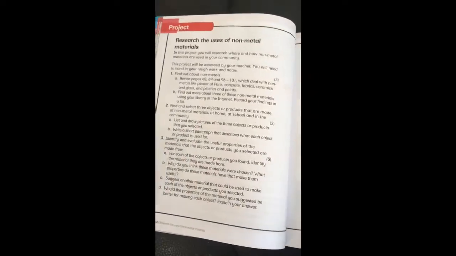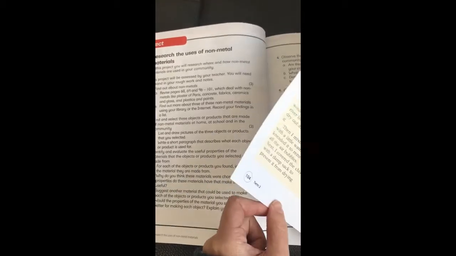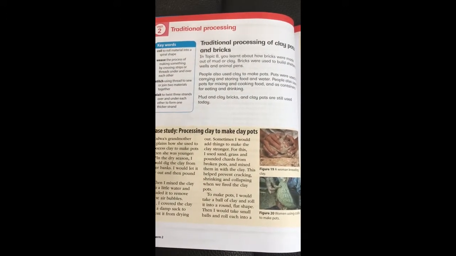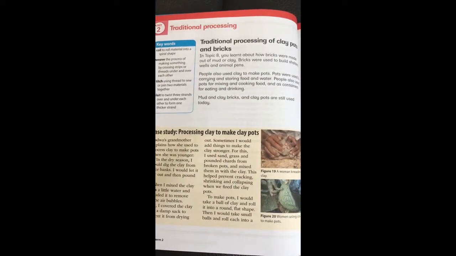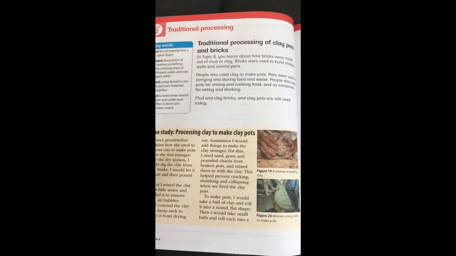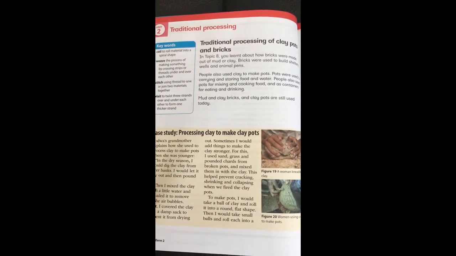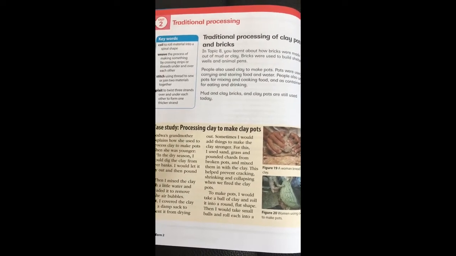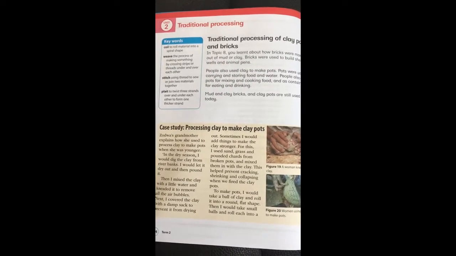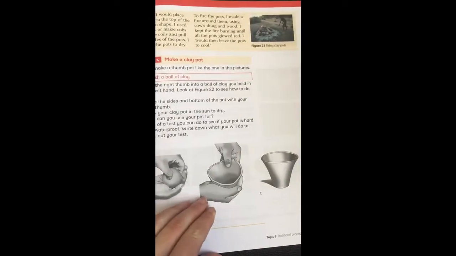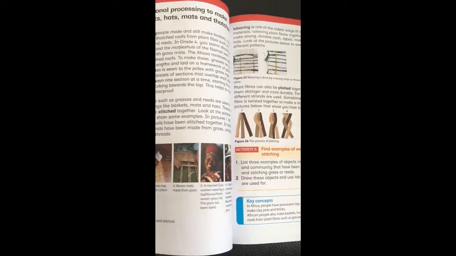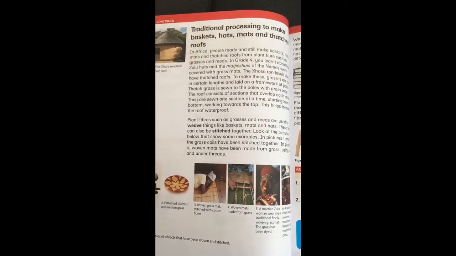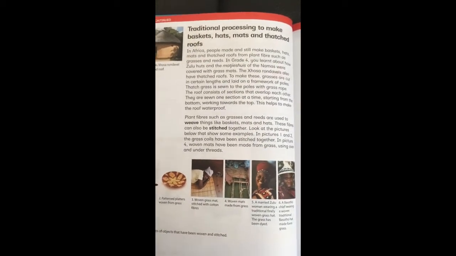The next page is about a project, but we're not doing that this term, so that's not important. The next section went into traditional processing. So that's just different ways that people in our country have traditionally used to process different materials. So the first is the way that they use clay to make different things like pots and bricks. And then the next part goes into making processed things like hats and baskets and mats and thatch roofs.